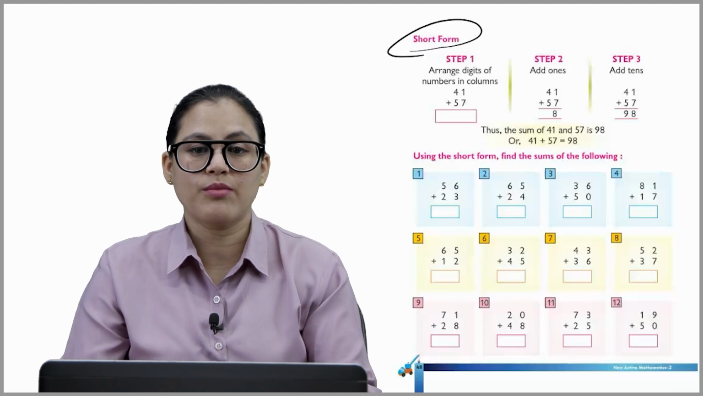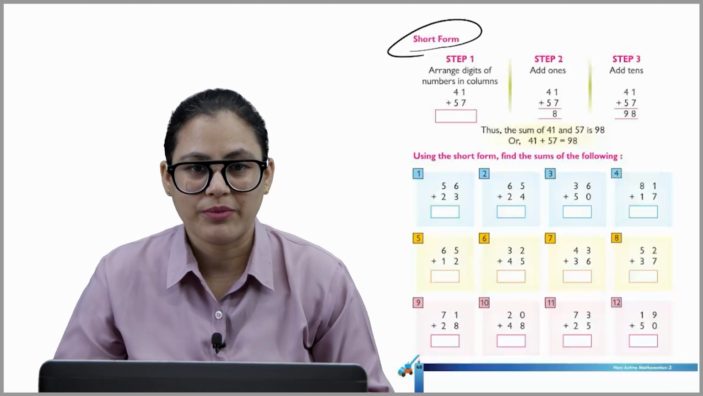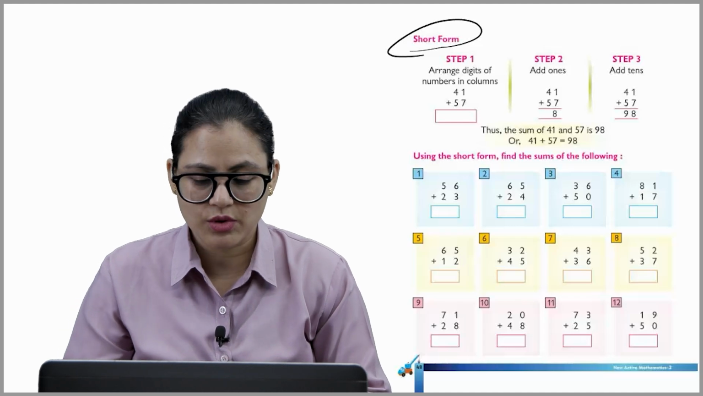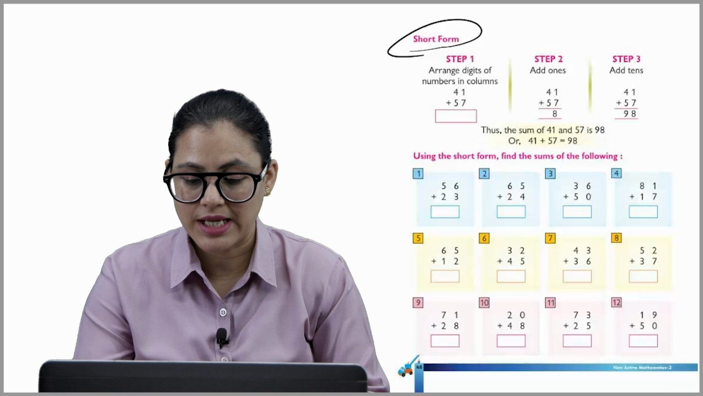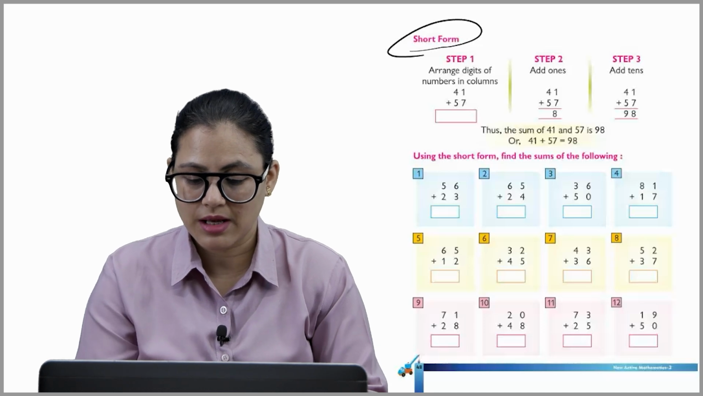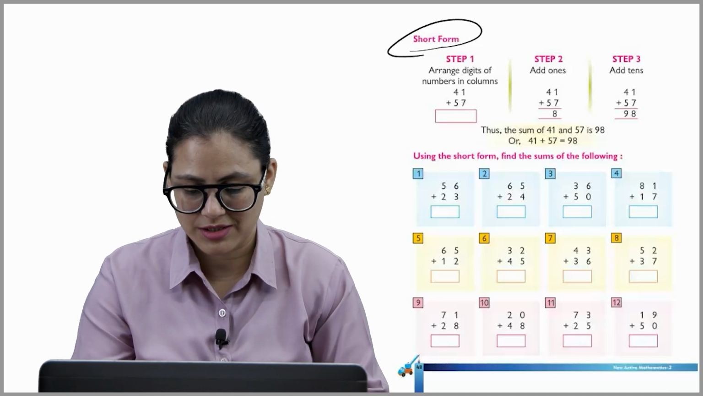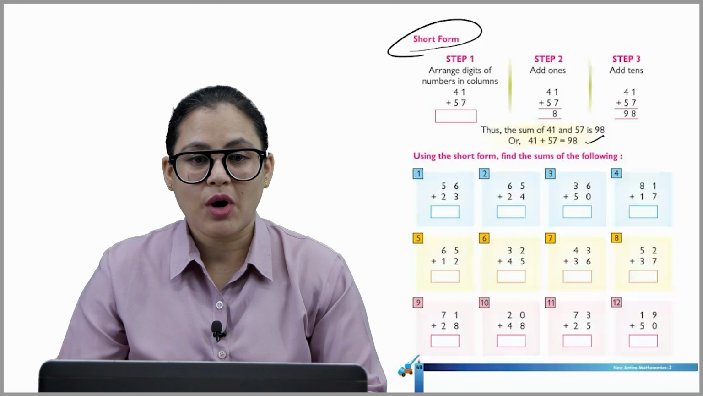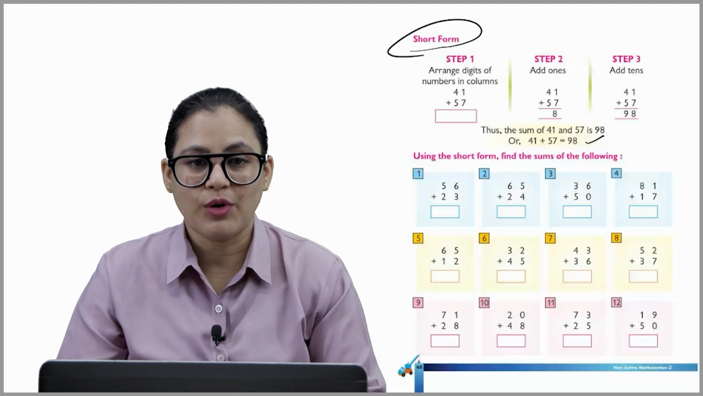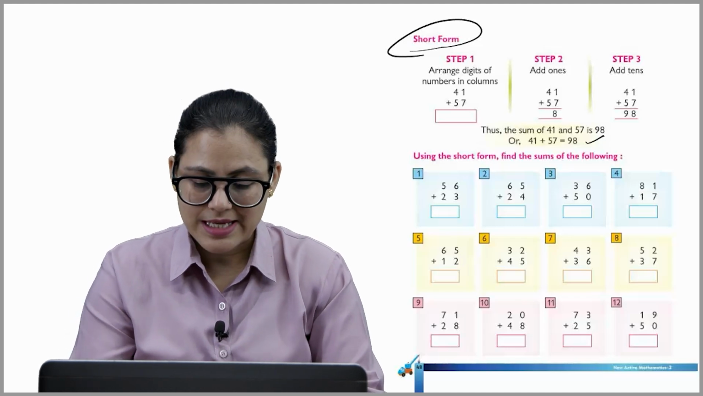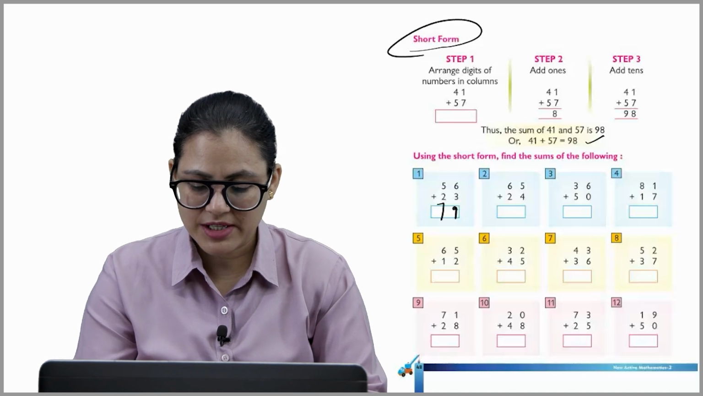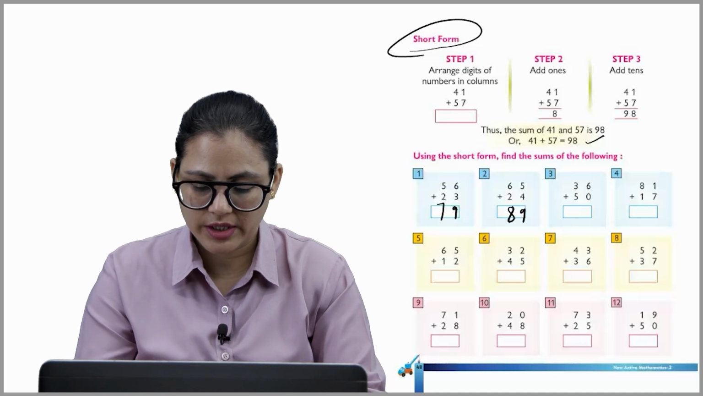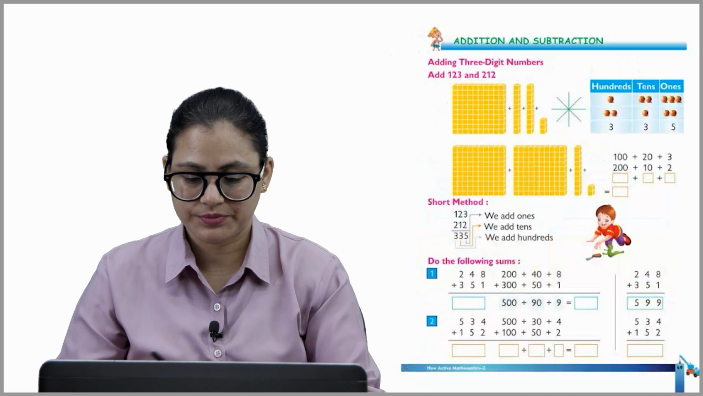Okay. Now, next method is short form. First was expanded form, now second one is short form. Step 1, arrange digits of numbers in columns. Step 2, add ones. Step 3, add tens. So, the sum is here again 98, right? Using the short form, find the sums of the following. Let's do it. 6 plus 3, 9, 5 plus 2, 7. 5 plus 4, 9, 6 plus 2, 8. Right? This is the short form.